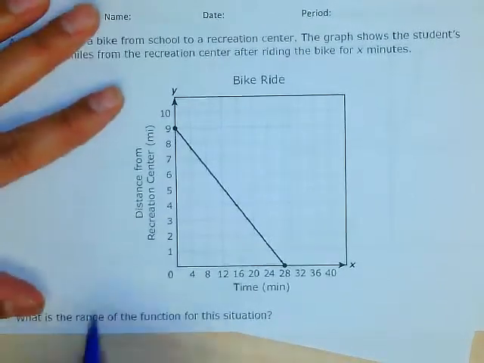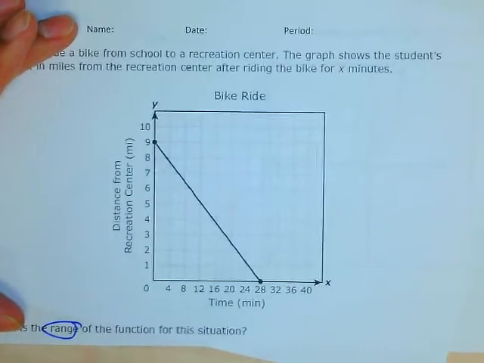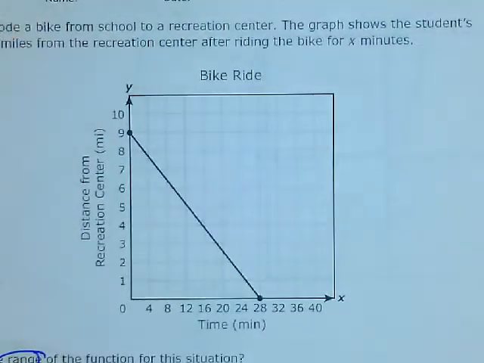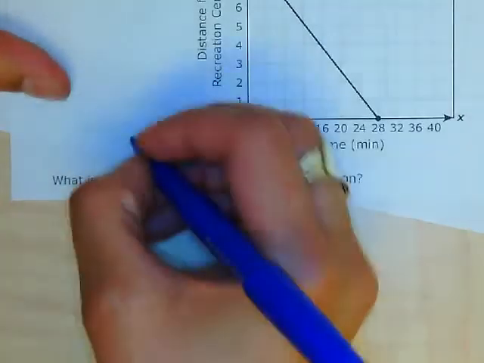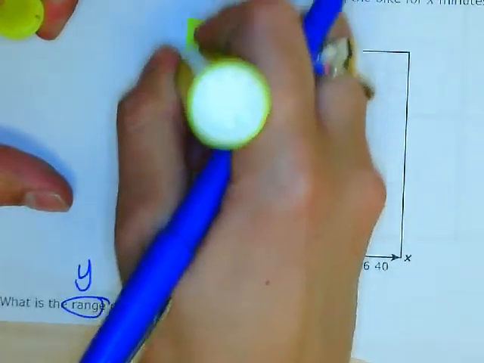Okay, so a little review on domain and range. So here it asked me for the range, but I'm going to do both. First, I'm going to do range, okay? So the question is asking me for range. I go here, I remember that range is y. So the very first thing I'm going to do is I'm going to highlight the y.